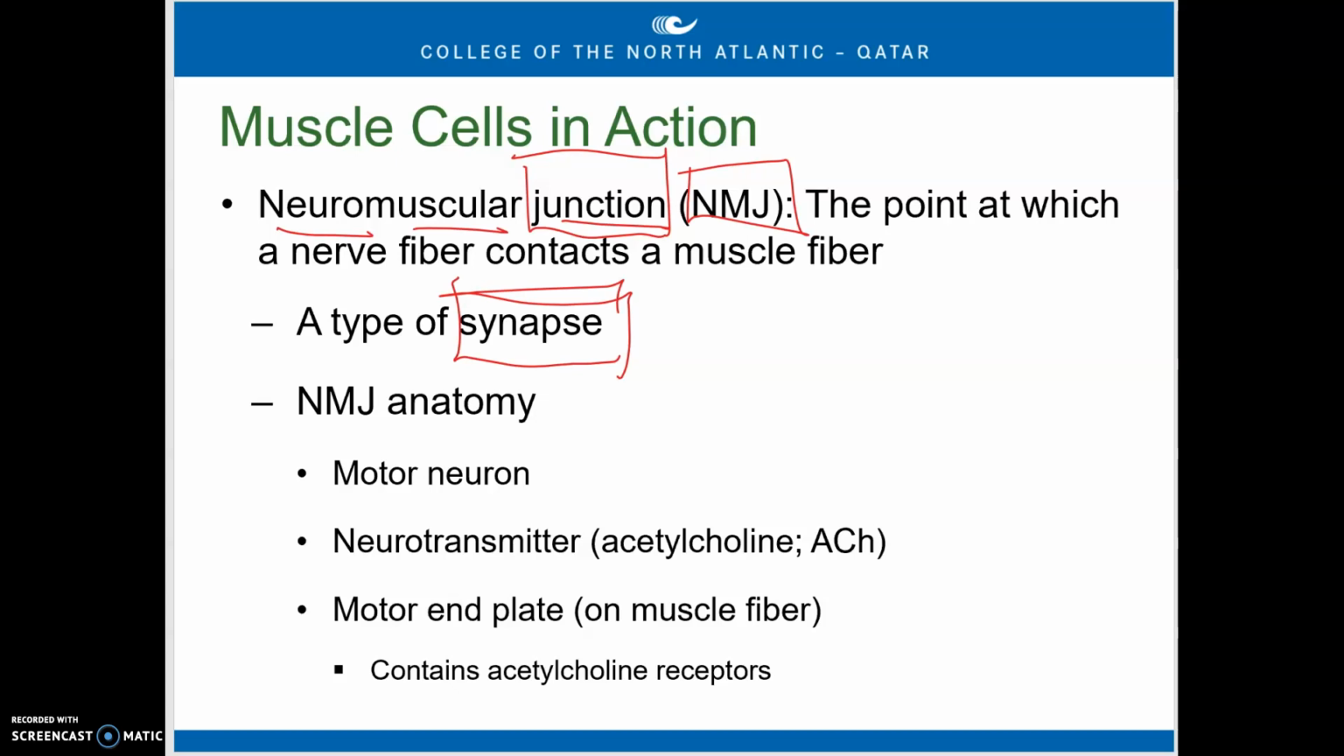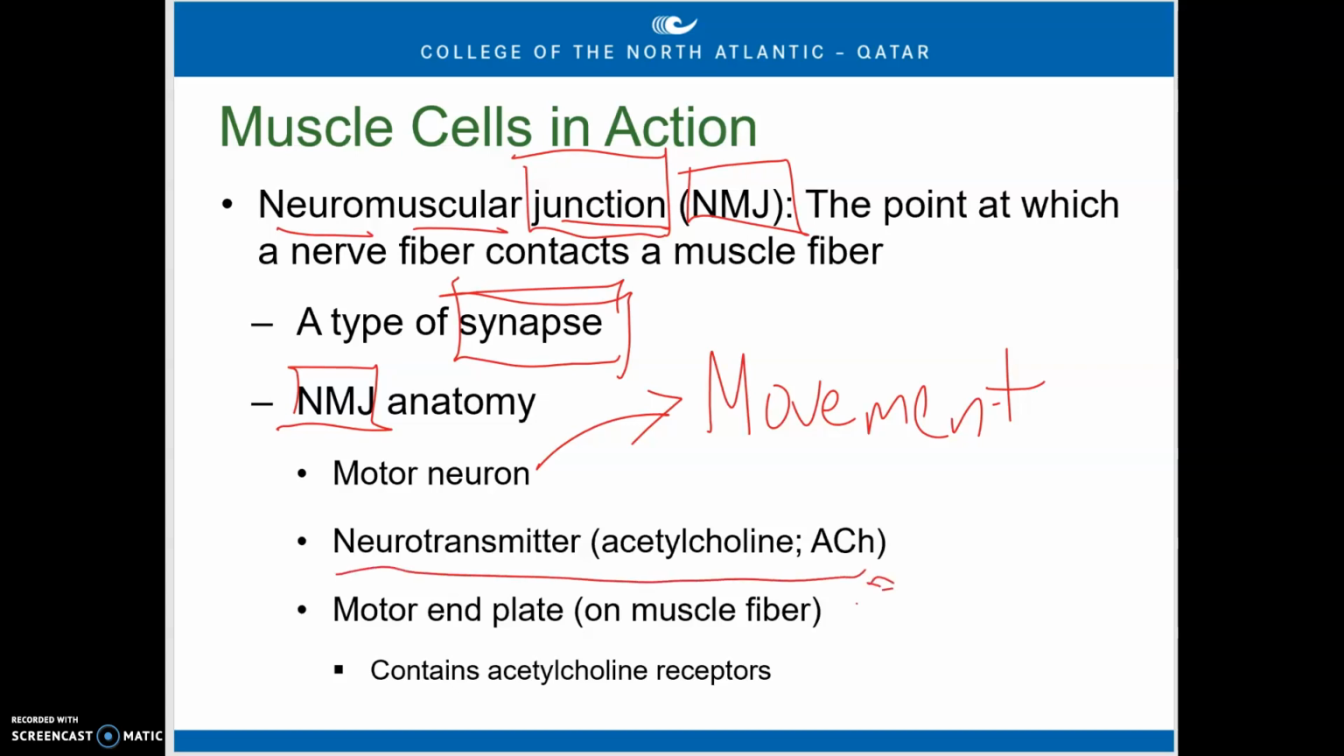Okay, so at this NMJ, the neuromuscular junction, we're first going to have a motor neuron. A motor neuron is a neuron, so it's from the nervous system, and it controls movement. That's why we call it a motor neuron. The next thing we're going to have is a neurotransmitter. Neurotransmitters are chemicals in the nervous system that take a message from one neuron across the synapse, across that little tiny gap, to either another neuron or the effector cell, which in this case is going to be the muscle fiber.